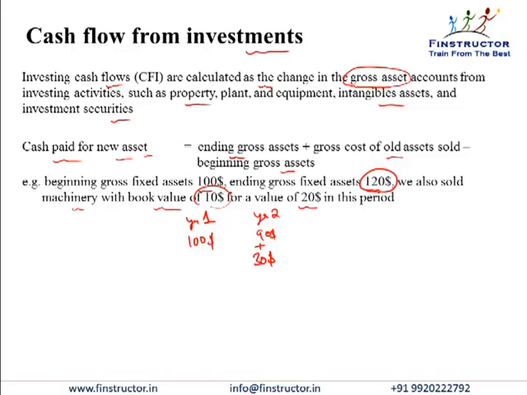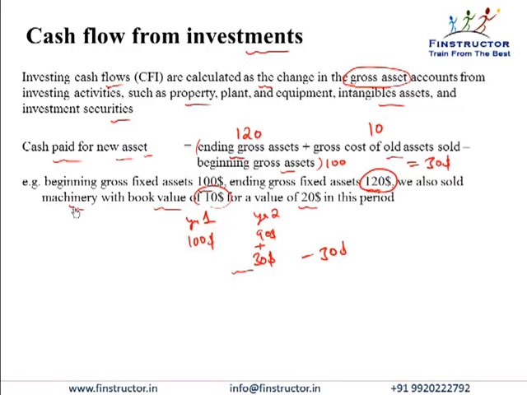$30. And that's what this formula also tells us, that the cash paid for the new asset is your ending gross assets plus the cost of old assets sold, that is $10 worth of old asset that we have sold, minus the beginning gross assets that are $100, which will give us $30. So that is the cash paid for new asset. You do not need to remember this formula. Given the data in the question, you would be able to solve it from basic logic as well, like we just did. So this will be a cash outflow from investments.